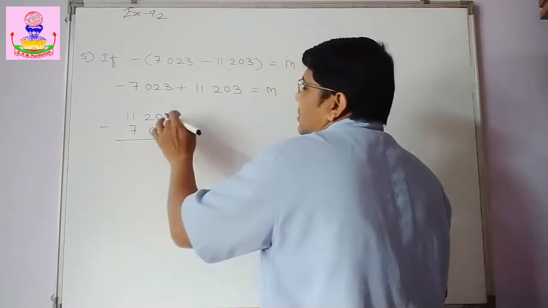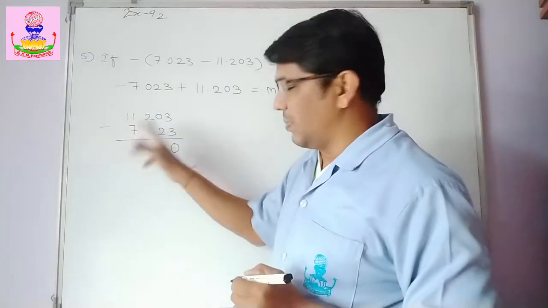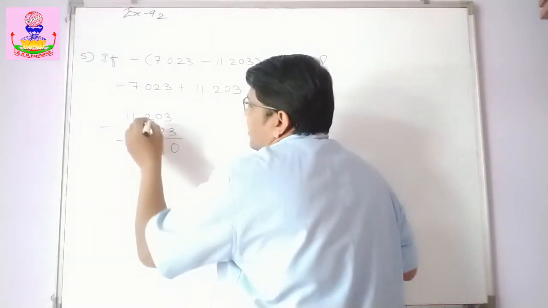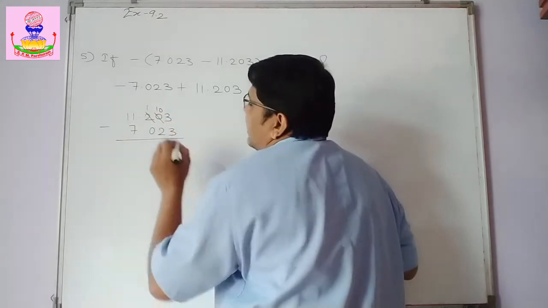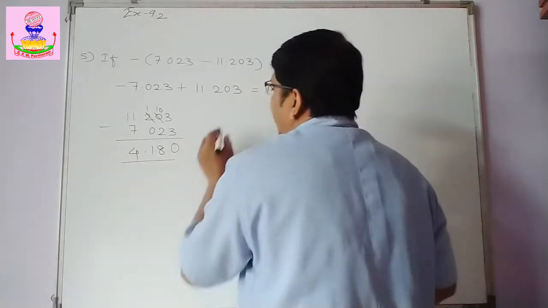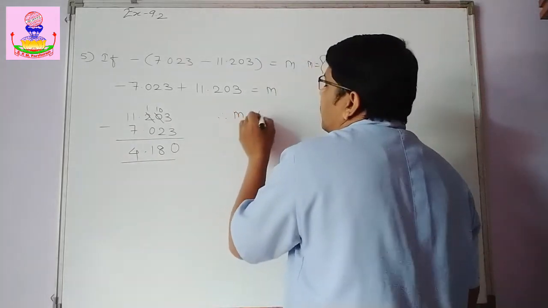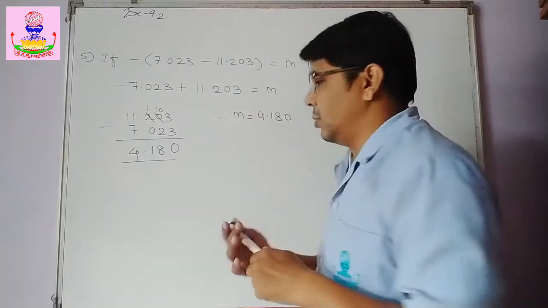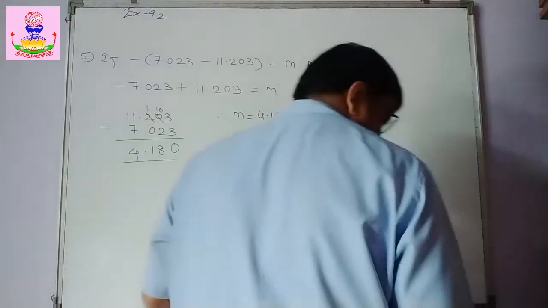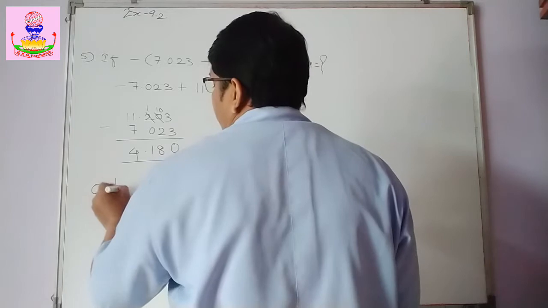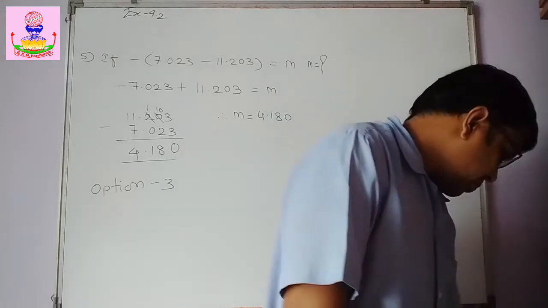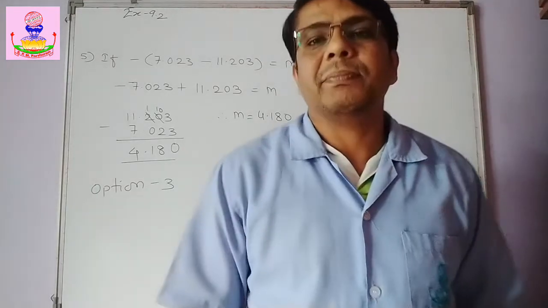Okay, so you can write it like this: minus 7.023. Okay, so 3 minus 3 is 0. See here, decimal point below decimal point. Then you will never make a mistake. Okay, now 10 minus 2, 8. So this becomes 10, so this will become 1. So 1 minus 0 is 1. And 11 minus 7, 4. So the value of m is 4.180. So option number third. Okay, option third, 4.18 or 4.180. Now let's solve the seventh example.